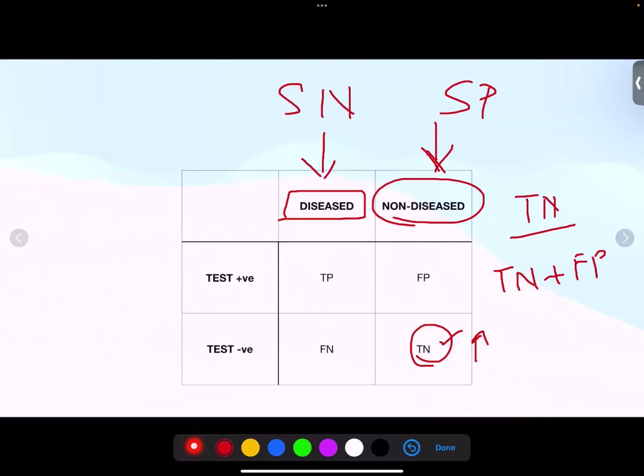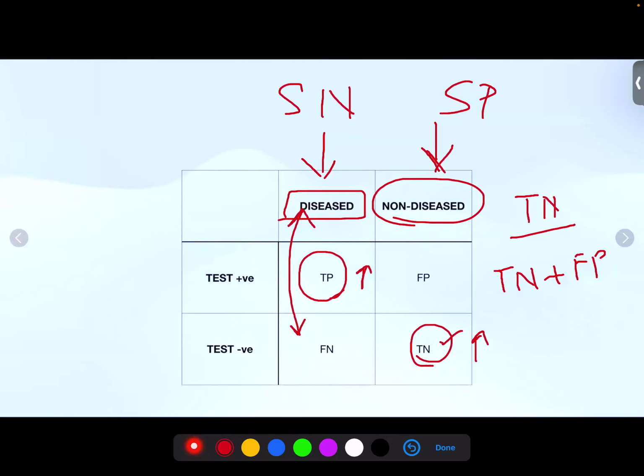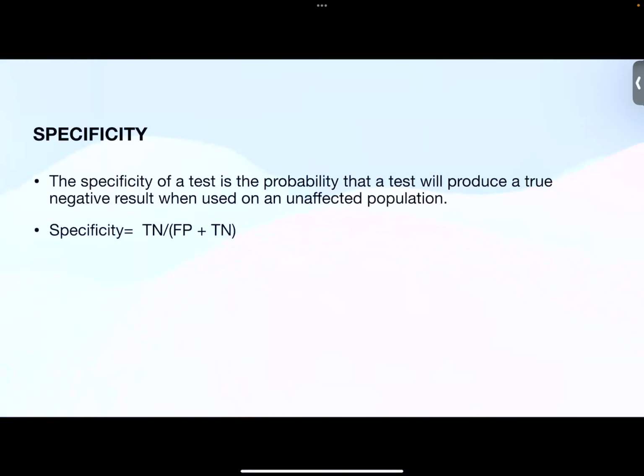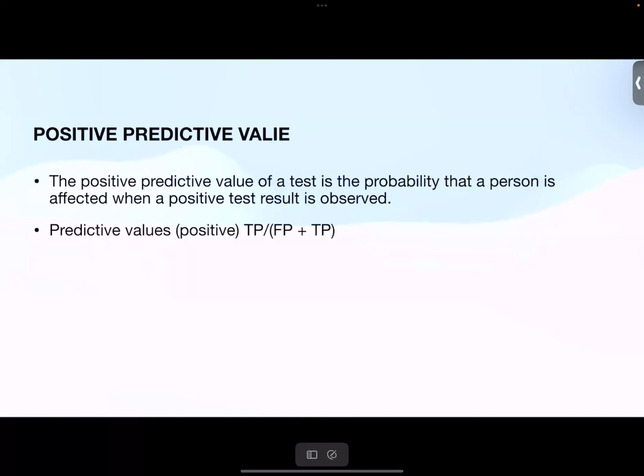So in sensitivity, you have more true positives. If a test has high sensitivity, it means it diagnoses more true positives from those who are actually the affected individuals. So you can say that the total population would be the diseased population. In specificity, we have the non-diseased population. These two terms are very important. See this, specificity: true negative divided by false positive plus true negative.